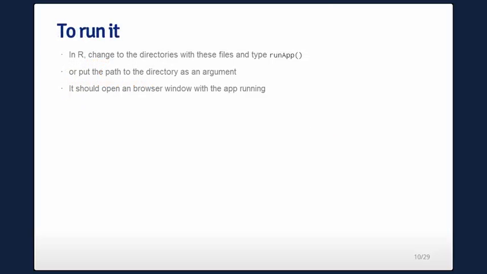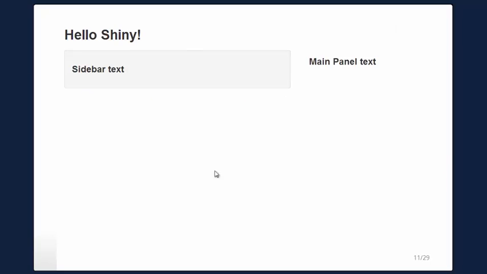To run it, you change into the directory with these files and type runApp, or you can put the path as an argument, and it should open a browser window with the app running. So here's kind of what it would look like. It's chopping off part of the main panel just to make it fit on the page for me here when I cropped it as an image. But here, it renders the text, Hello Shiny. Here's Sidebar.